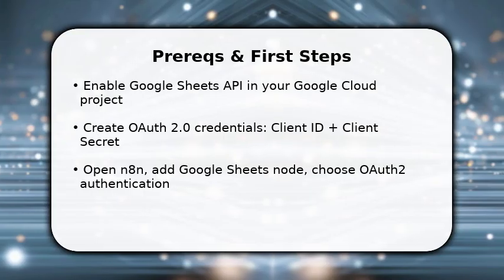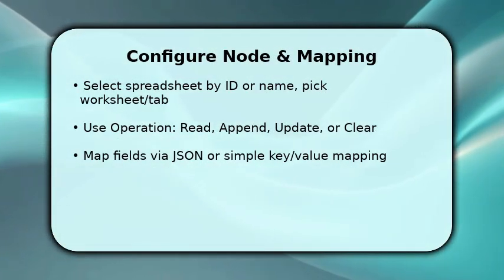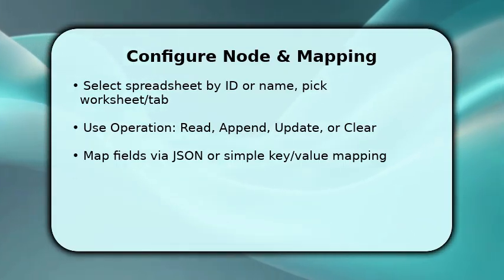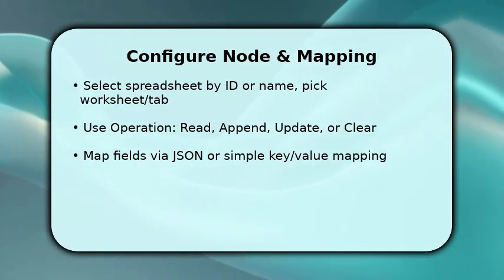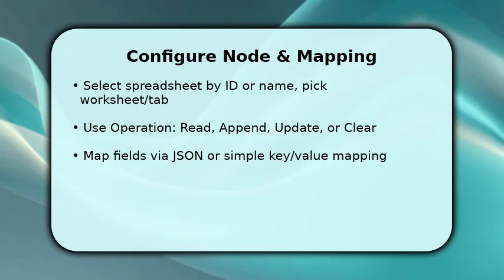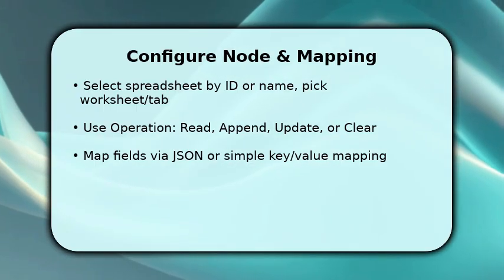Next, configure the node. Select the spreadsheet by ID or name and then pick the Worksheet tab. Choose the operation: read, append, update, or clear, depending on your goal. For structured data, map incoming items to sheet columns using key/value mapping or JSON. Once connected, set range or use A1 notation for precise cell targeting.